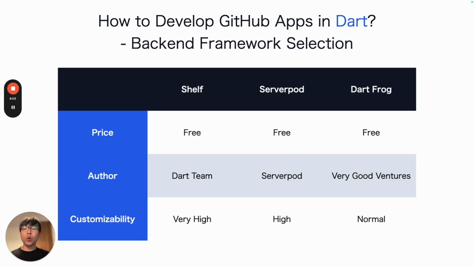Before writing code, let's select a backend framework. The major options are Shelf, which is developed by the Dart team, Serverpod, and Dart Frog. For Serverpod, the organizer of Full Stack Flutter develops it. For Dart Frog, Very Good Ventures does.